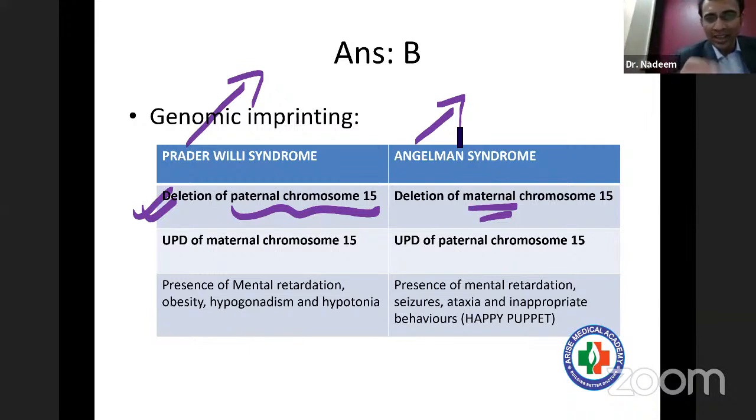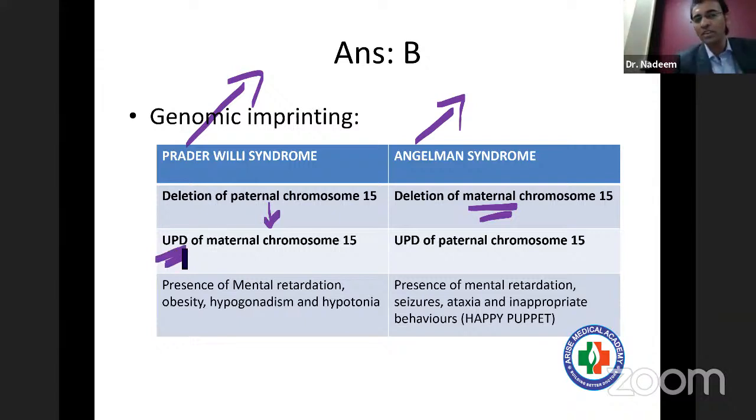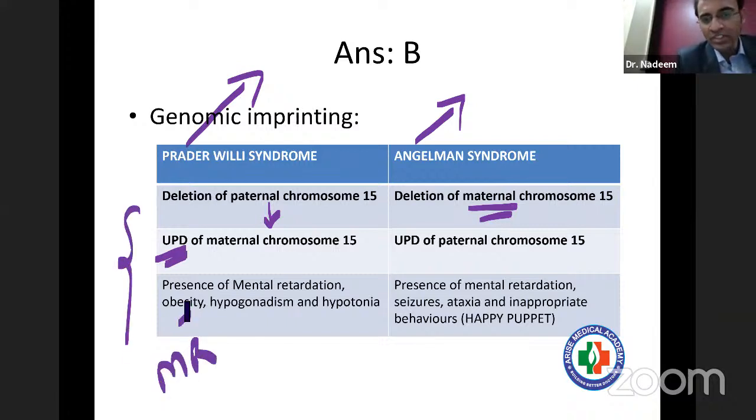Either I can say that there is deletion of paternal chromosome number 15, or I can say that there is uniparental disomy of maternal chromosome number 15. In this way, we can describe it. So whenever there is deletion of paternal chromosome number 15, this is called Prader-Willi syndrome. And because of that, the patient will have mental retardation, obesity, hypogonadism, and hypotonia.